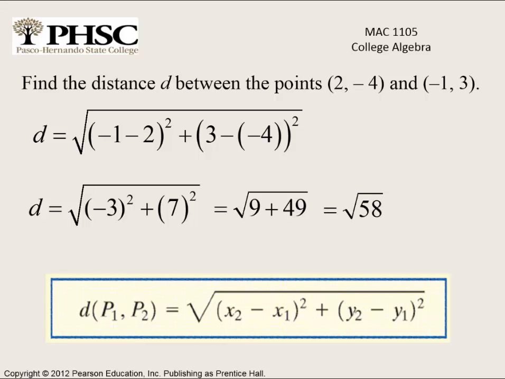And then of course that's going to give us 9 plus 49, which is the square root of 58. And then we can go ahead and round that to 2 decimal places, which is approximately 7.62. Either one of those two, square root of 58 units or 7.62, is acceptable.